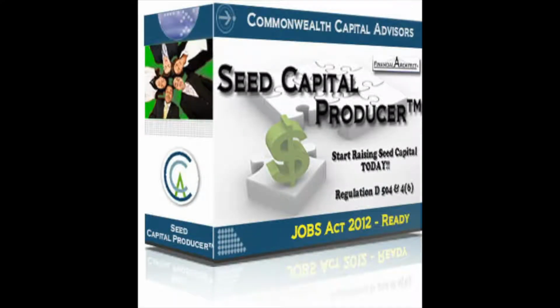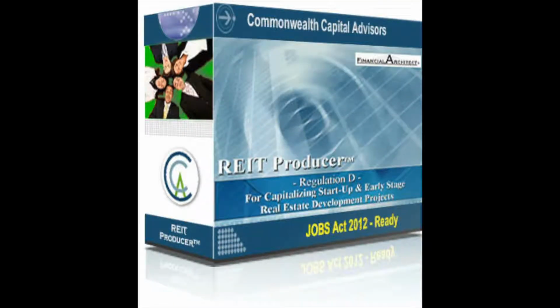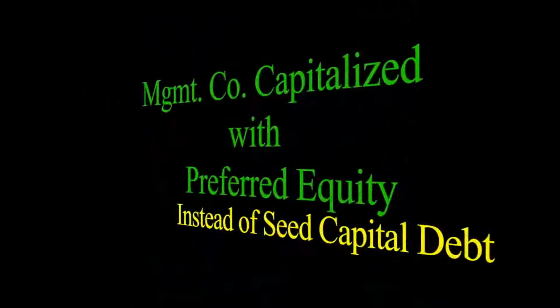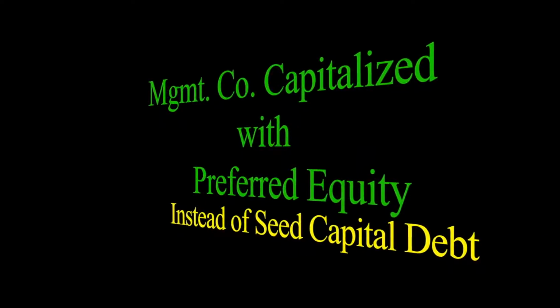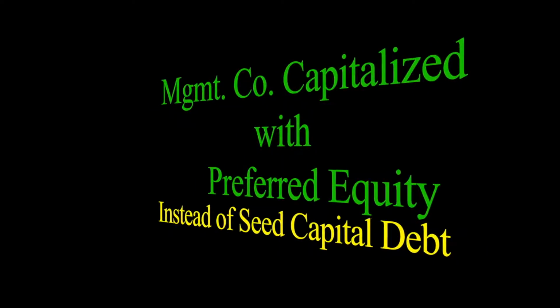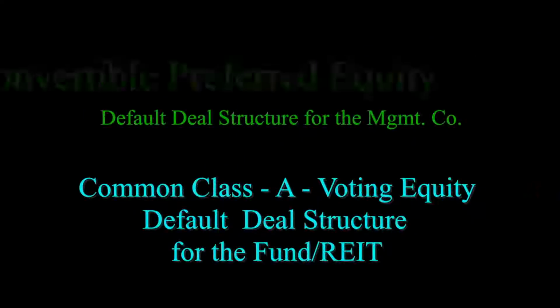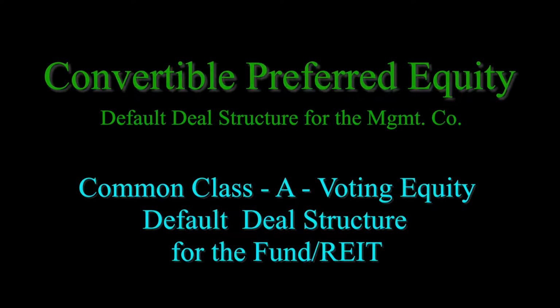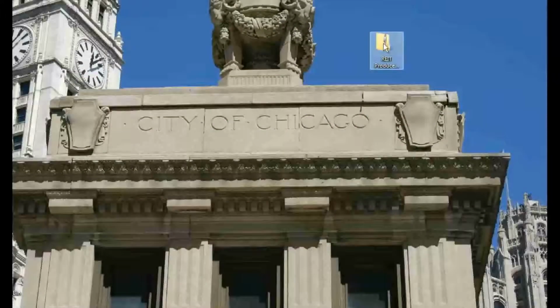Seed Capital Producer is included within REIT Producer as well, although most will elect to capitalize their management company with preferred equity as opposed to the debt structure of Seed Capital Producer. Within REIT Producer, the preferred equity deal structure is the default structure for the management company, and the common Class A voting equity deal structure is the default for the fund or REIT, as that structure is the industry norm. Let's take a look under the hood.